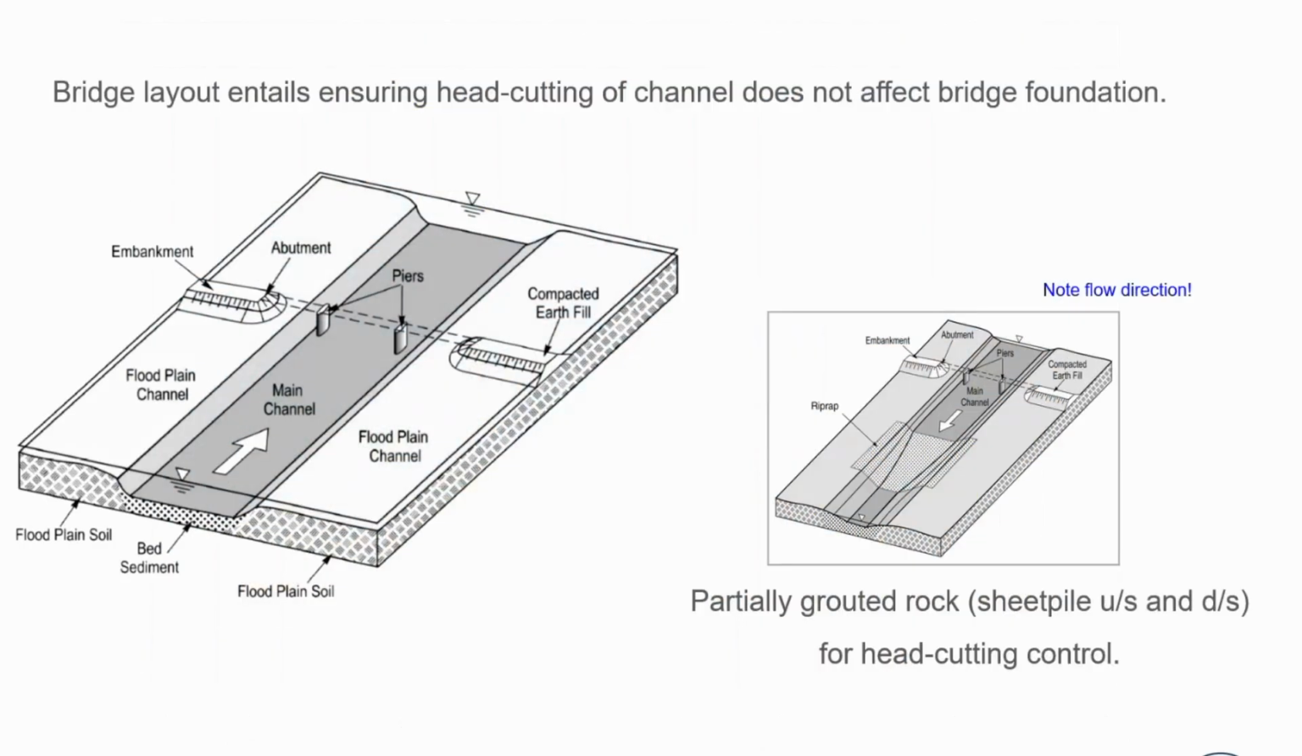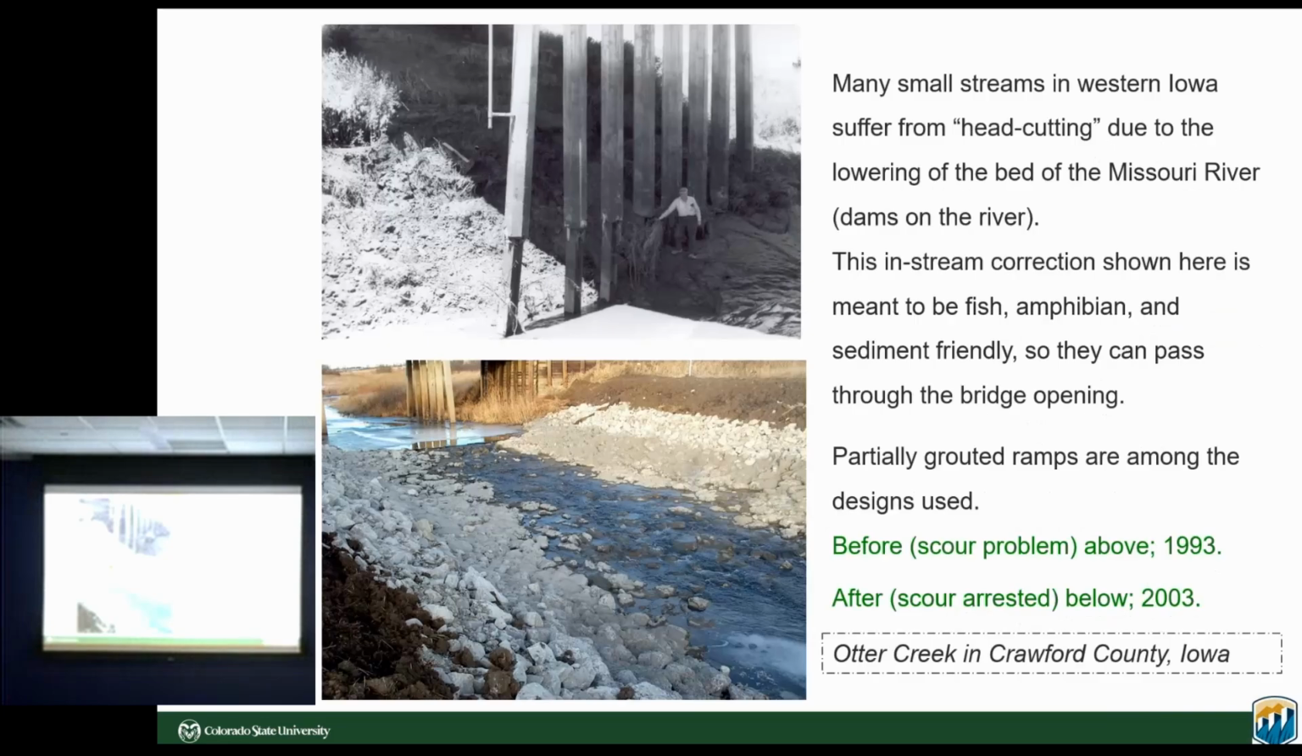Also, on the downstream side, a problem in western Iowa is head cutting of streams due to channelization of dams on the Missouri, but channelization of the rivers generally. So you typically have flow directions down this way, some form of apron to arrest the head cutting so it doesn't migrate and undermine the bridge foundations. And so this is a bridge on a small county road in Iowa. And you can see the piles being undermined here.